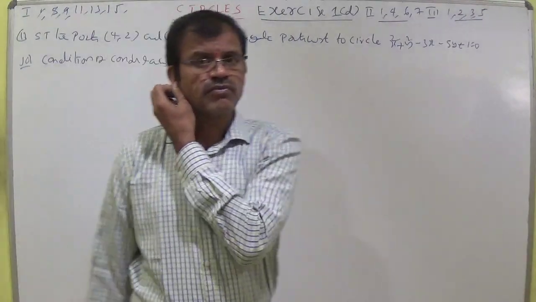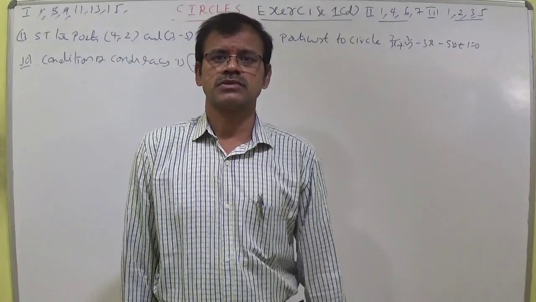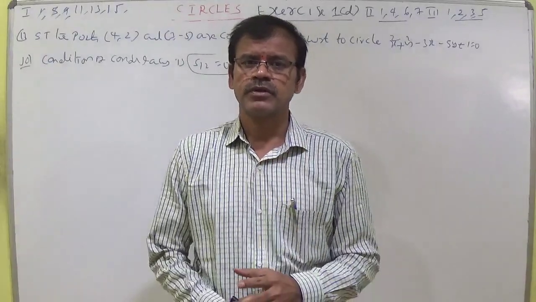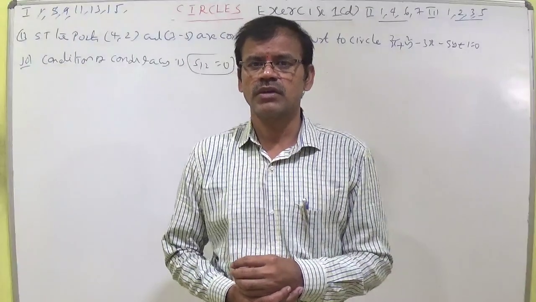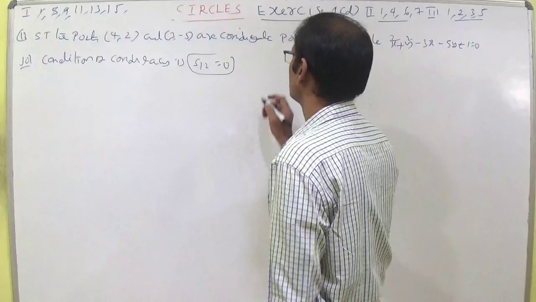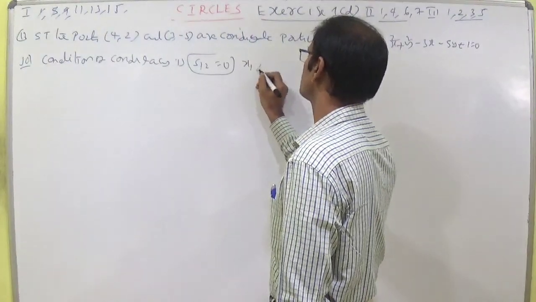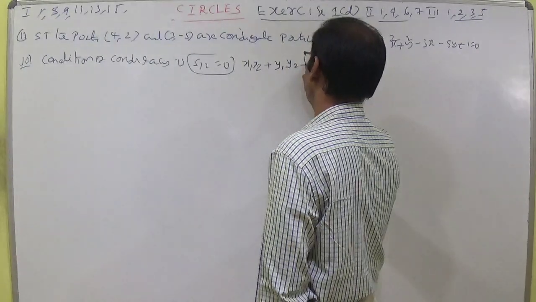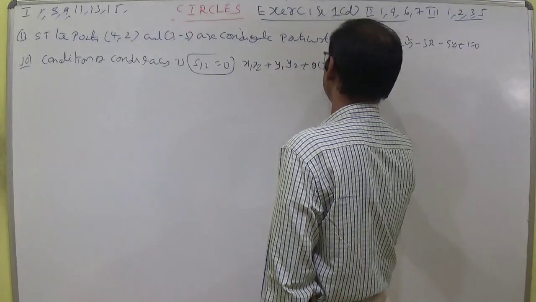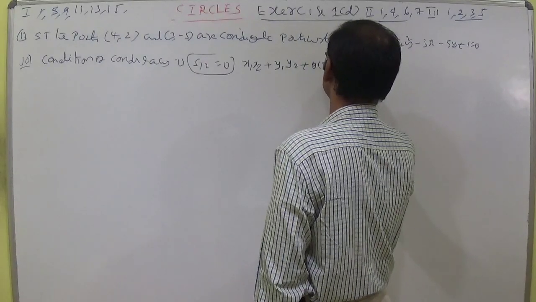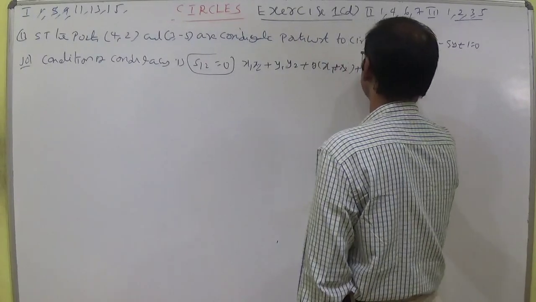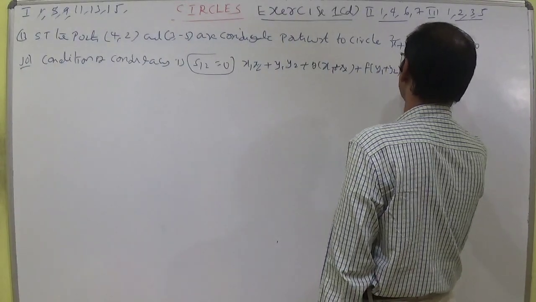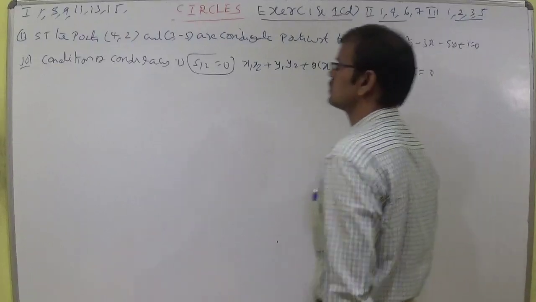If the circle is of the form x² + y² = r² or x² + y² + 2gx + 2fy + c = 0, for any two given points, if they are conjugate, the formula is S12 = 0. The S12 notation is x1x2 + y1y2 + g(x1 + x2) + f(y1 + y2) + c = 0.